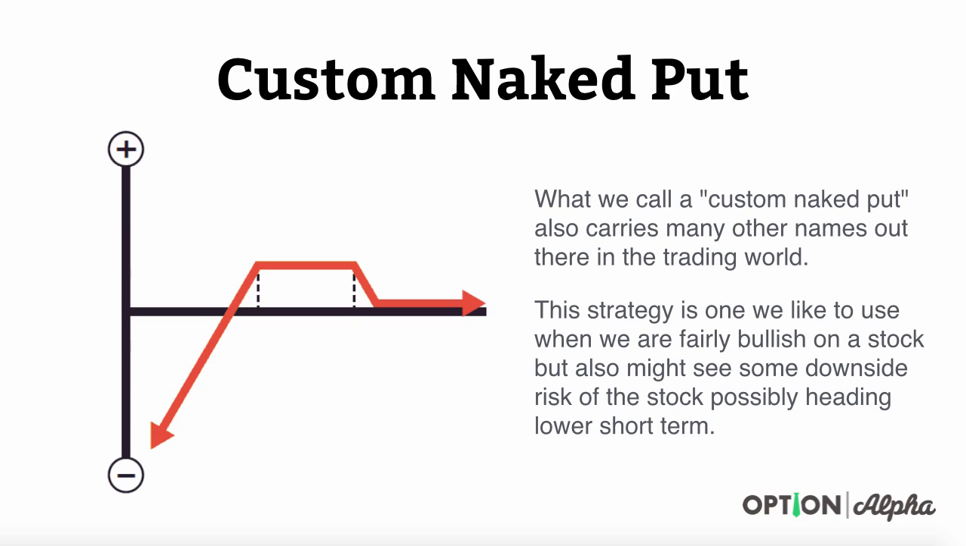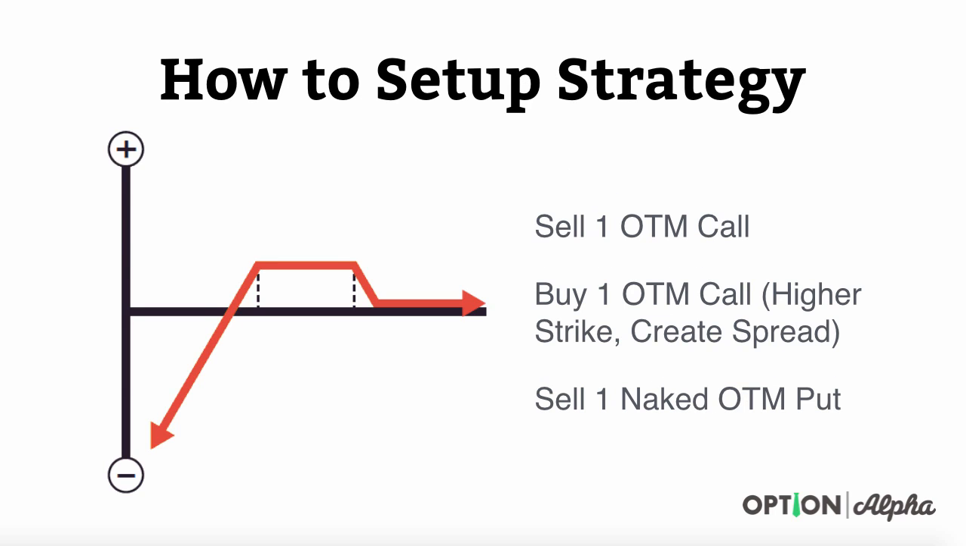And so this strategy is one we like to use when we're fairly bullish on a stock, but also might see some downside risk of the stock possibly heading lower short term. So we want to kind of build some of that into our strategy. So this is how we set up the strategy.